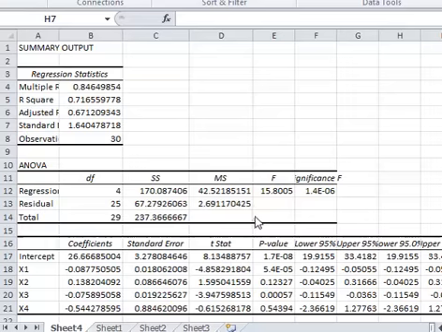Back to the summary output we just got from our Excel data analysis. Here is the t-stat. The t-value for x1 is minus 4.858. The t-value for x2 is 1.595. The t-value for x3 is minus 3.947. And the t-value is minus 0.615 for x4.